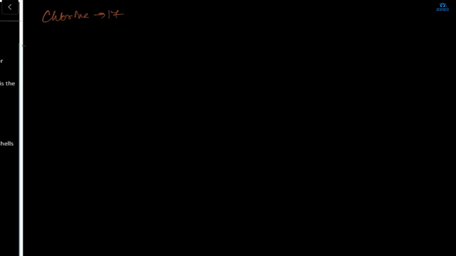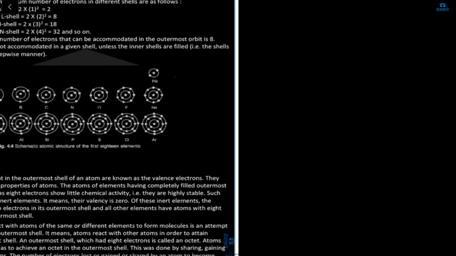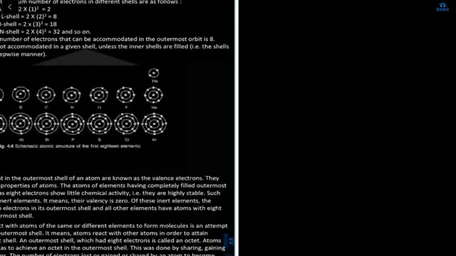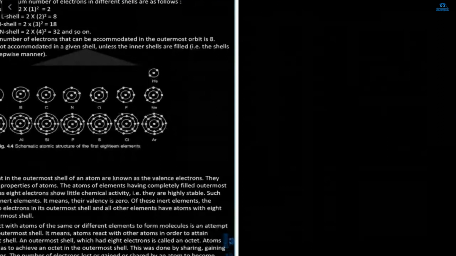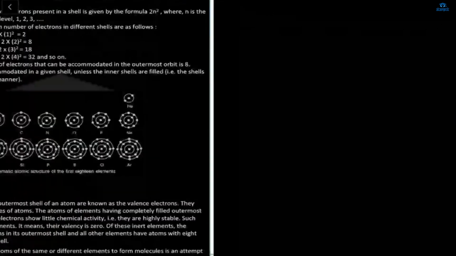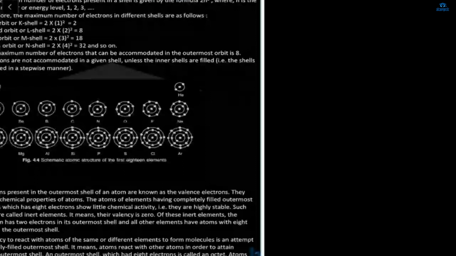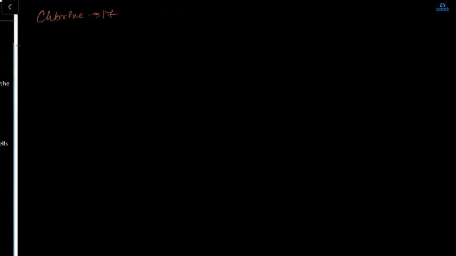So the first shell K will have 2, the second will have 8, and the other one will have 7. Done. That's fast. I also did the electronic configuration: 2, 8, and 7.